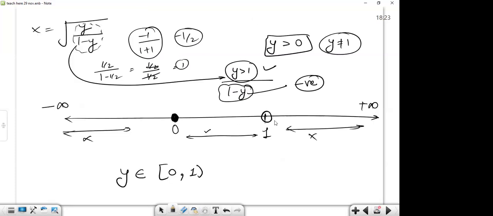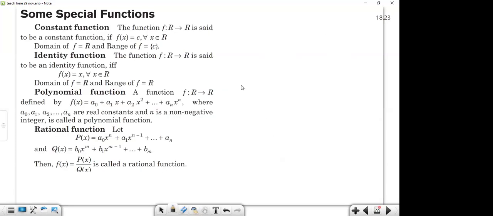So it's a book. Okay, let's now discuss constant function. We have already discussed this. A constant function is a function which is not dependent on a variable. Identity function: a function is said to be an identity function when the input is equal to the output. The domain is real numbers, the codomain is also real numbers.